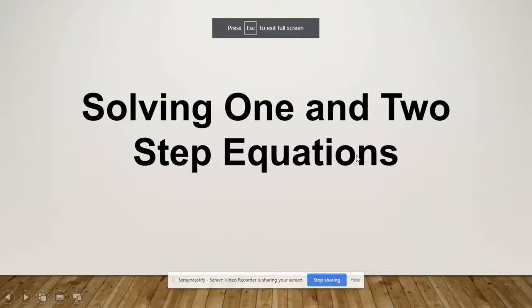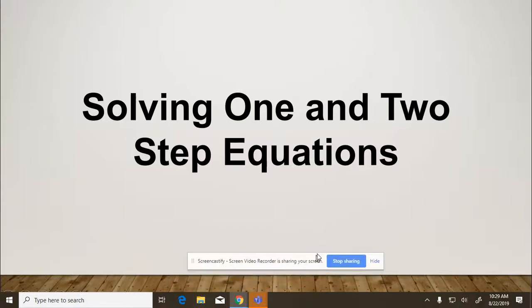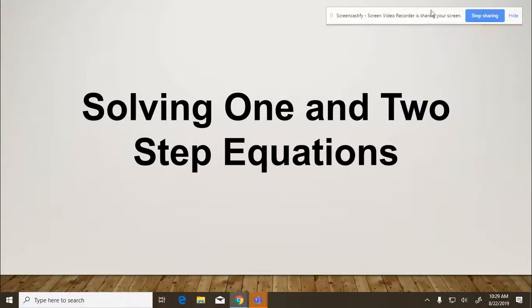Hey gang, today we're looking at solving one and two-step equations, a skill that you should have mastered as a seventh grader, but we want to make sure that you really got it down before we jump into some more challenging equations in eighth grade. So remember, when you're solving one and two-step equations, it's kind of like you're balancing a scale, right?